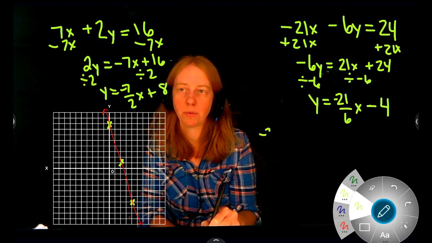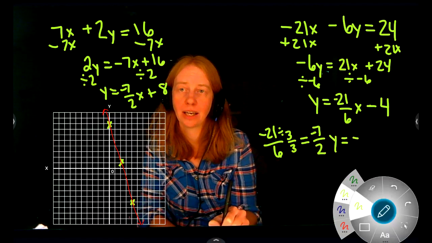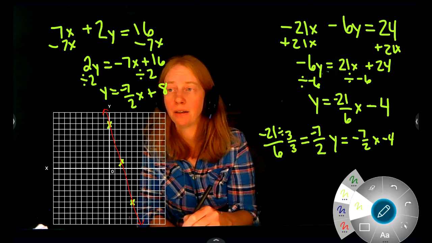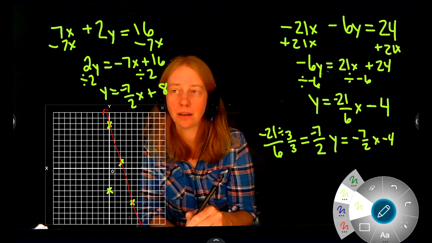This fraction can be reduced if we divide by 3 over 3. So negative 21 divided by 3 is negative 7. 6 divided by 3 is 2. So we have y equals negative 7 over 2x minus 4. And you might have noticed something special about this already, but no spoilers, so I'm not going to spoil it yet. Okay, so I did my minus 4 here.